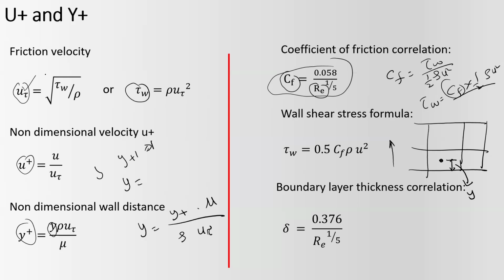Now friction velocity we already found from this equation, and this equation requires the wall shear stress that we find out from this formula. And CF we found out from this formula. So we just need the Reynolds number to find out these values. Now we are targeting, let's say, Y plus equal to 1. So put the 1 here.